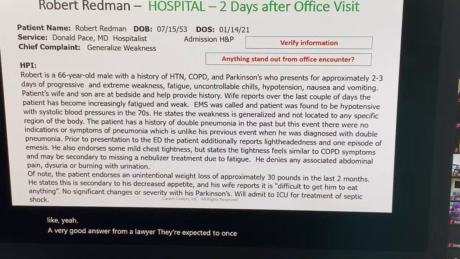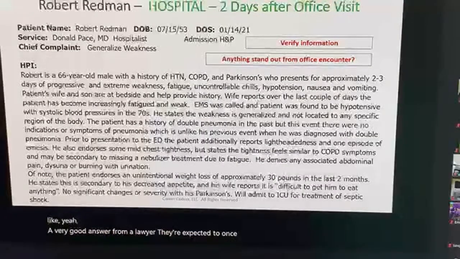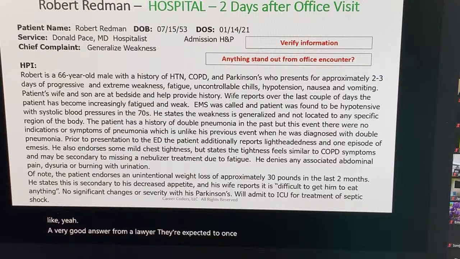Prior to the presentation to the ED, the patient additionally reported lightheadedness and 1 episode of emesis. He endorsed some mild chest tightness, but states that the tightness feels more similar to COPD symptoms and may be secondary to missing a nebulizer treatment due to fatigue. He endorses an unintentional loss of approximately 30 pounds in the last 2 months. He states this is secondary to his decreased appetite, and his wife reports it's difficult to get him to eat anything, no significant changes with his Parkinson's.